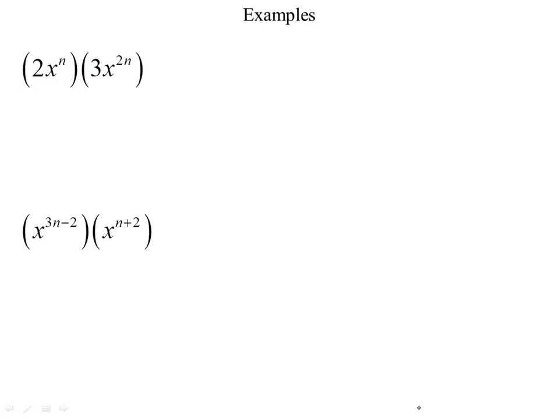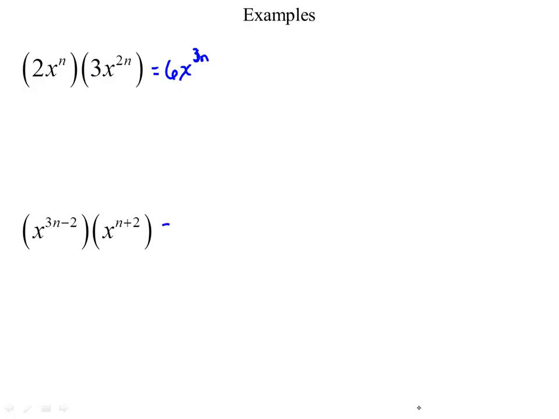Alright, so for the first one, again, it's a monomial times a monomial. So coefficient times coefficient, 2 times 3 is going to be 6. To multiply your x's, you're going to add the exponents. Well, 1n plus 2n is going to be what? And that's all you got to do.